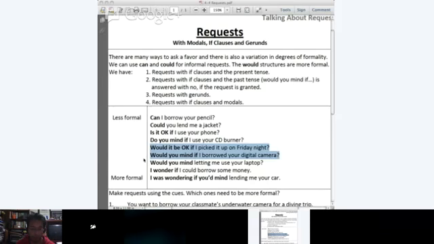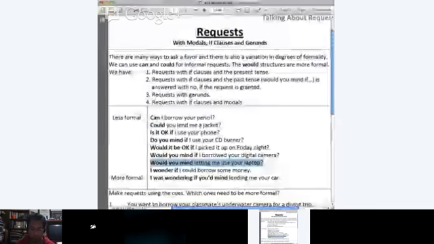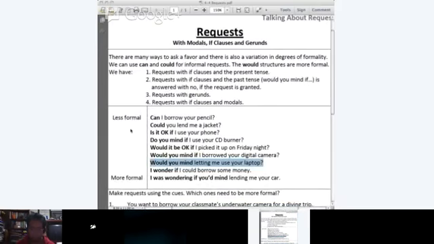Then there's another one here with would you mind? Would you mind letting me use your laptop? Which category is this? Gerund, the third one. Good. And what is a gerund? An ing form. Yes, a gerund is an ing form of a verb. So, would you mind letting me use your laptop? We're using would, so it's pretty formal, and we're using letting, which is a gerund.